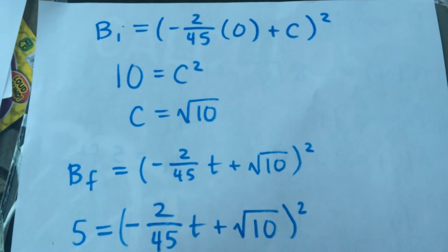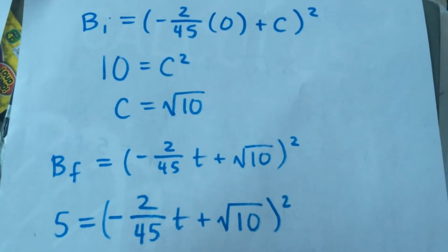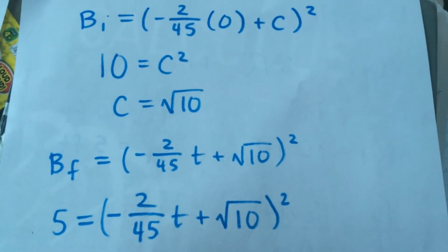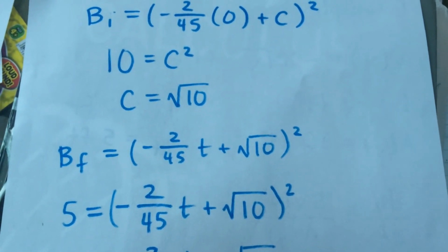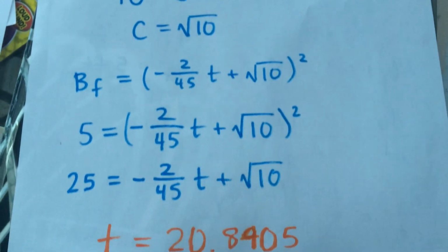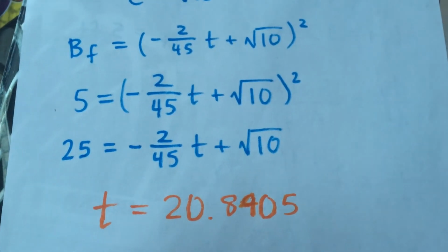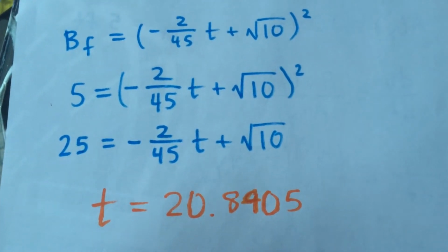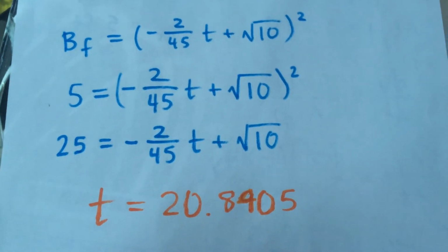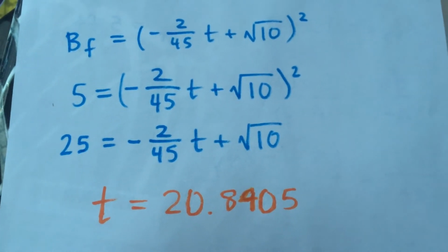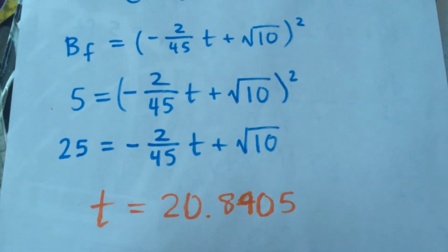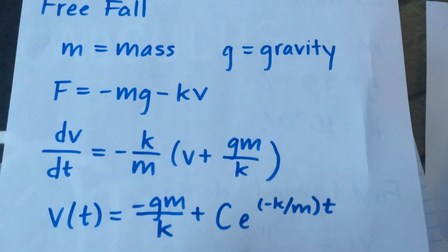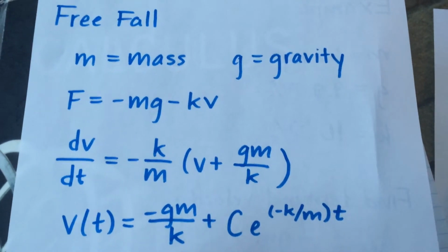Now we have to solve for c. To do that, we'll use the initial condition, which is that the tank is full and the time is 0, and we find out that c is equal to the square root of 10. Now we'll solve for how long it takes for the tank to empty to half. To do that, we plug in half the original height, which is 5, and then we solve for t, which is 20.8405 seconds.